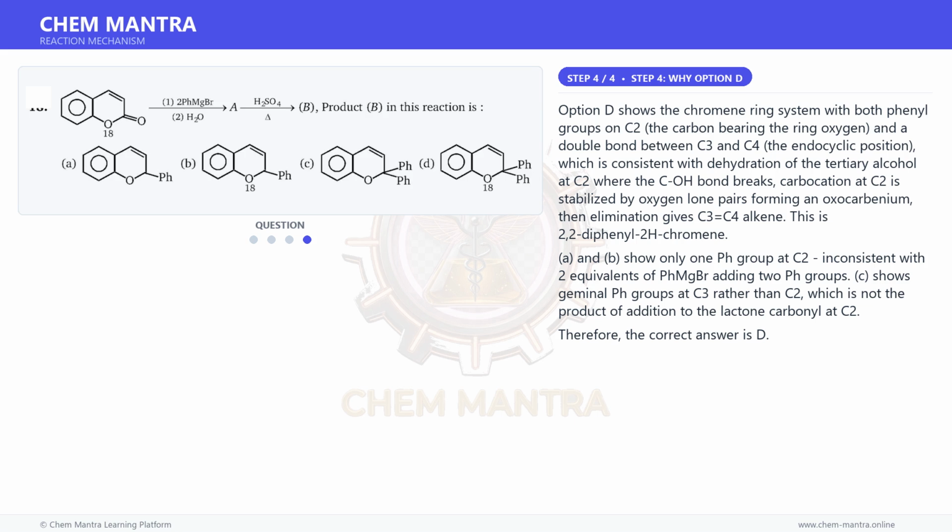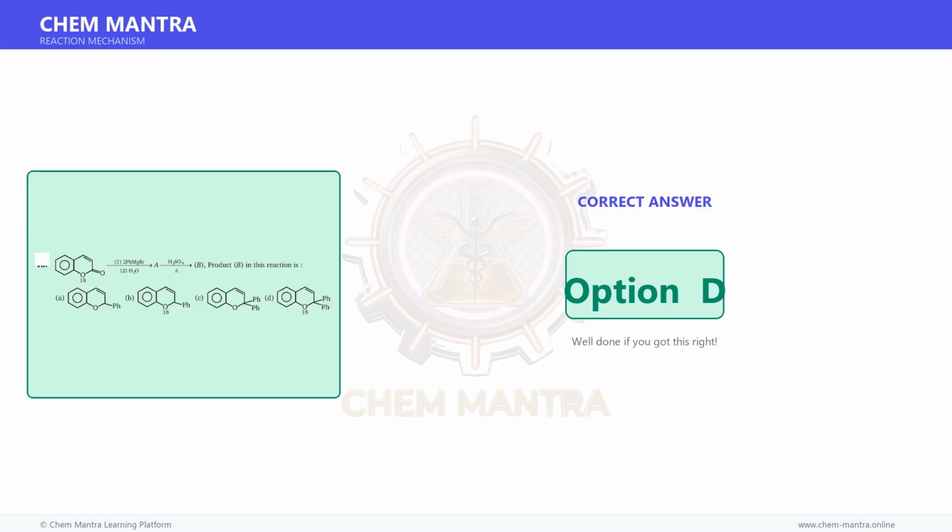A and B show only one Ph group at C2, inconsistent with two equivalents of PhMgBr adding two Ph groups. C shows geminal Ph groups at C3 rather than C2, which is not the product of addition to the lactone carbonyl at C2. Therefore, the correct answer is D. Therefore, the correct answer is option D.